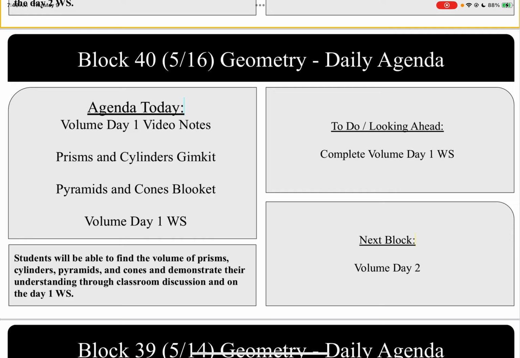Today is Block 40. Almost there, not too many days left in the semester. Today, you are going to watch the Volume Day 1 notes, which we are going to go through together. You will play the Prisms and Cylinders Gimkit, the Pyramids and Cones Booklet. Those will be linked in Schoology. And then you will complete the Volume Day 1 worksheet.